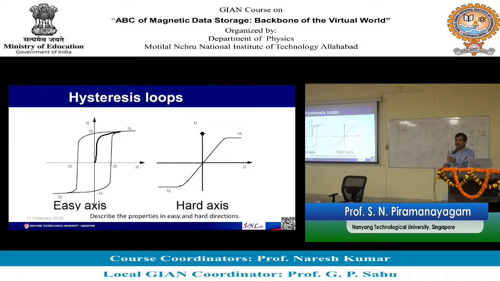Let us say my easy direction is like this. I apply a magnetic field in this direction. So the magnetization will rotate, and if I remove the magnetic field, then the magnetization will go back to the easy direction. So the magnetization will always remain in the easy direction. If you take the magnetization away from the easy direction towards the hard direction and remove the magnetic field, it will go back to the easy direction. That is why you have these two types of hysteresis loops.